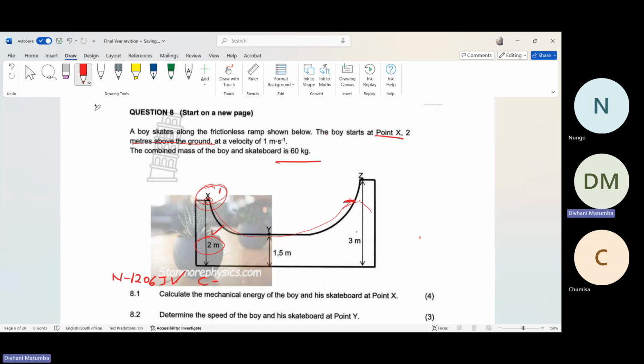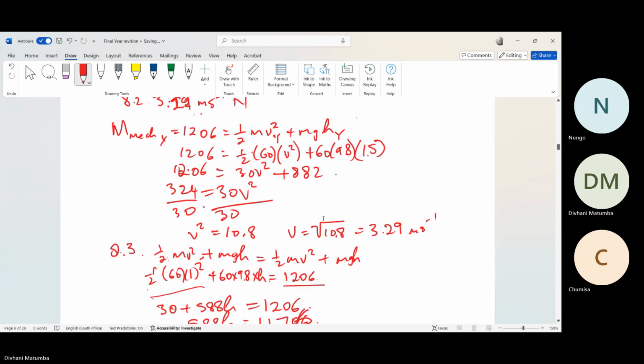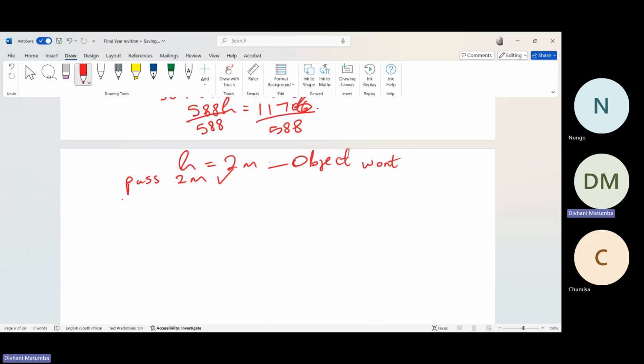That's another way of proving. You can calculate the potential energy at that point and see how much you're going to get. If it's more than the mechanical energy, then it won't reach. Your potential energy, your EP, will be mgh, which is 60 times 9.8 times height of 3. How much do you get?